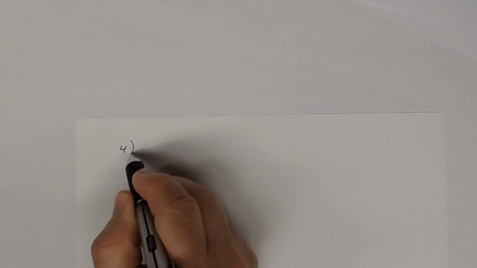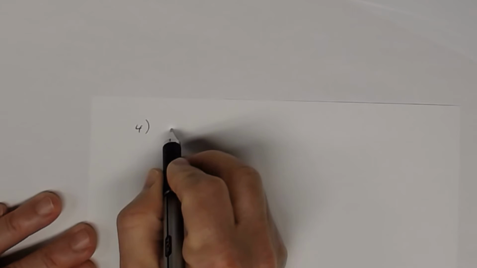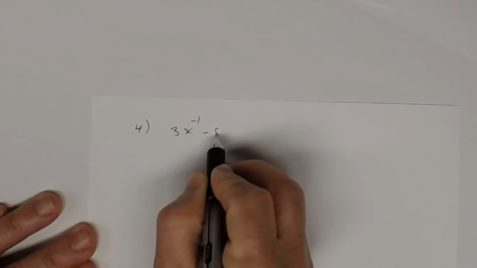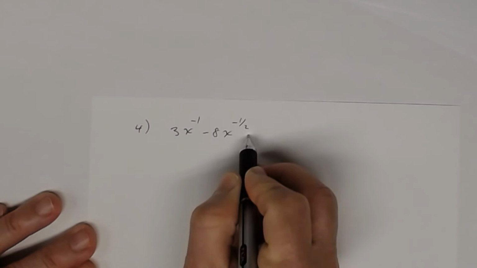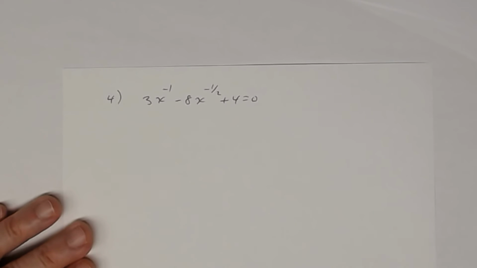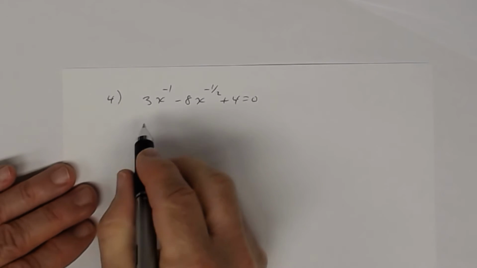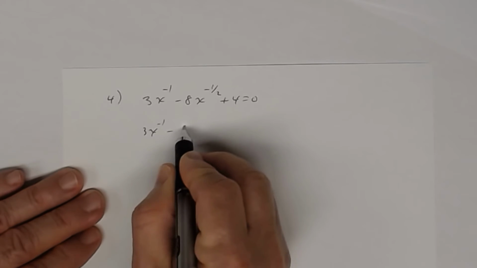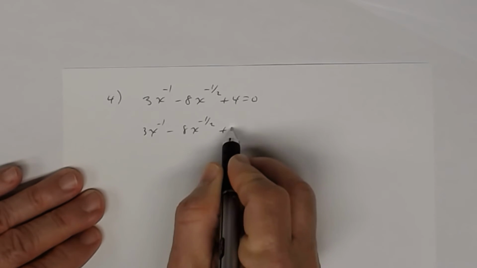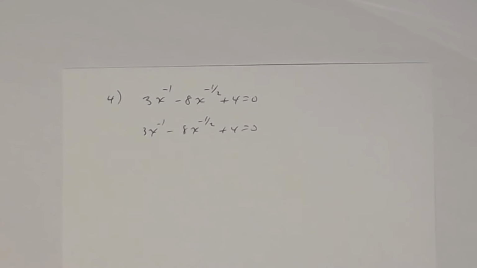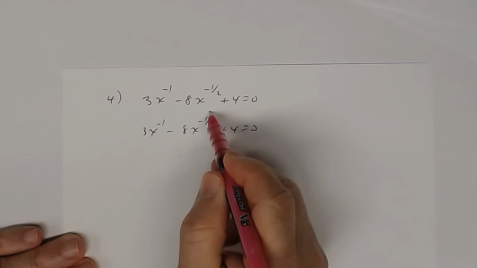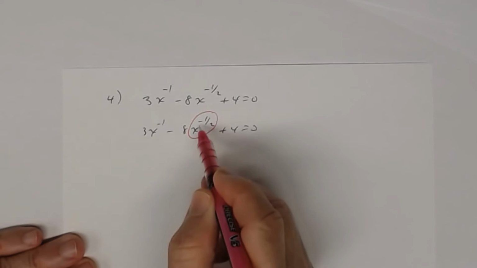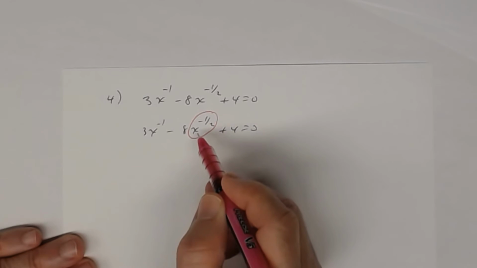So let's go ahead and look at number 4. Using substitution is not a difficult process. Let's say we had 3x to the negative 1 minus 8x to the negative 1/2 plus 4 equals 0. Just like we talked about in the previous example, I'm going to rewrite this, and it is always best to let u equal that middle term, that variable expression right here.